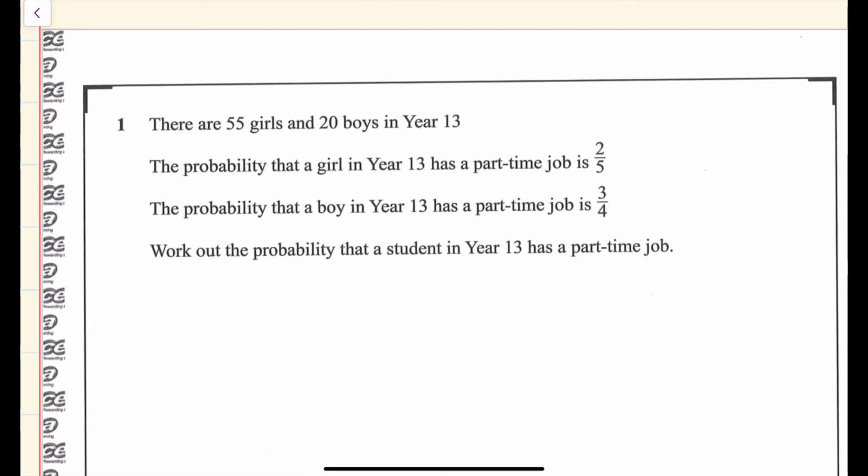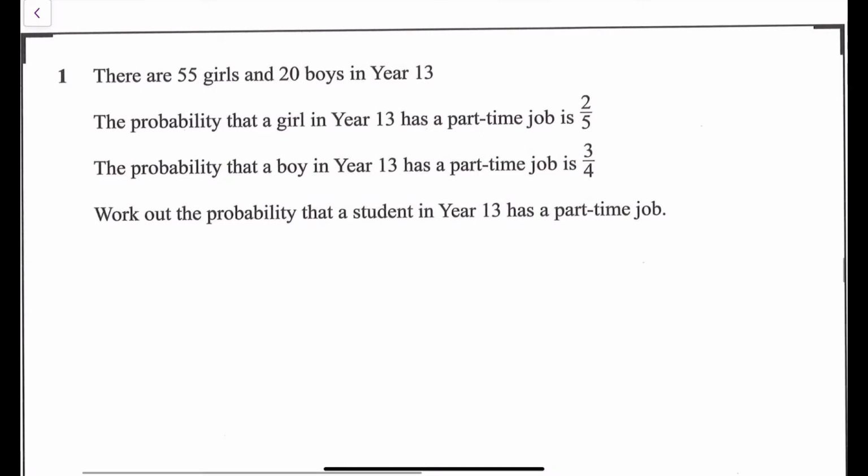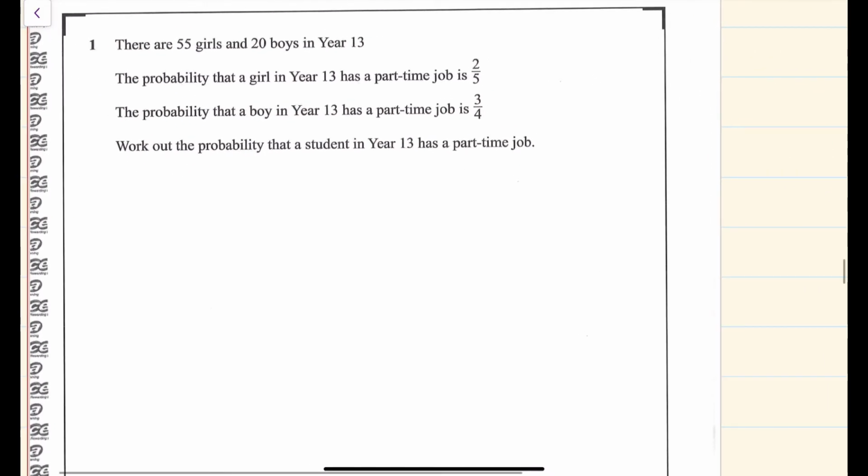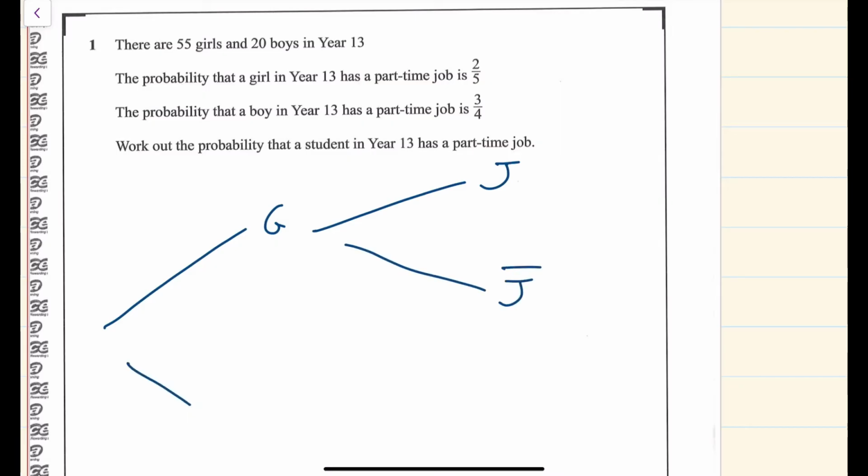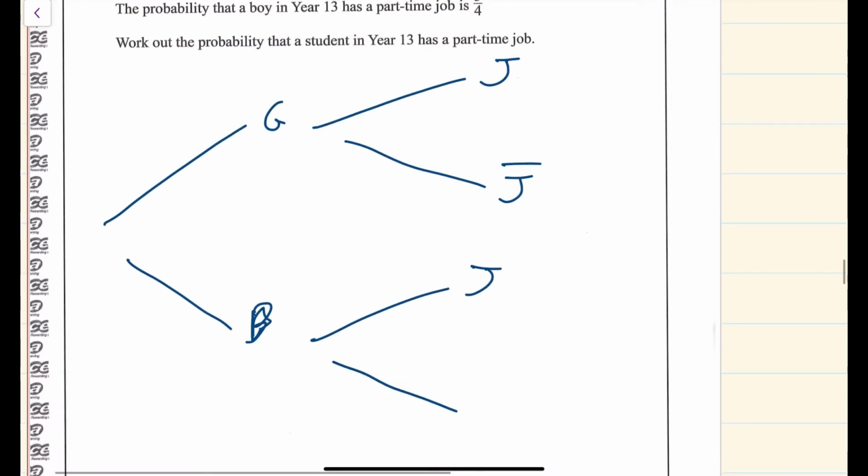For this paper, it's a probability question to start with. Question 1: there are 55 girls and 20 boys in year 13. The probability a girl in year 13 has a part-time job is 2/5. The probability that a boy in year 13 has a part-time job is 3/4. Work out the probability a student in year 13 has a part-time job. Okay, first of all, we'll do our tree diagram. It could be a girl, and they could have a job or not a job. Could be a boy, and they could have a job or not a job.